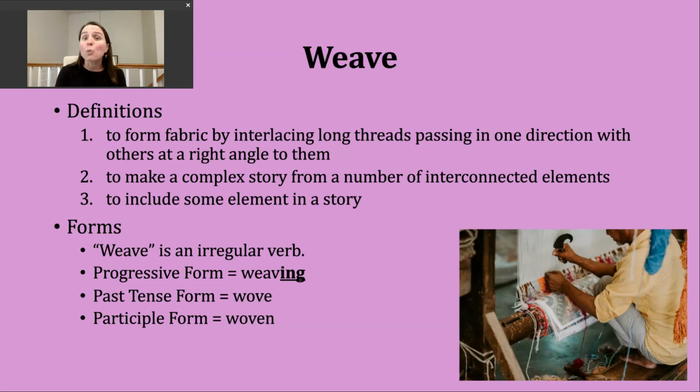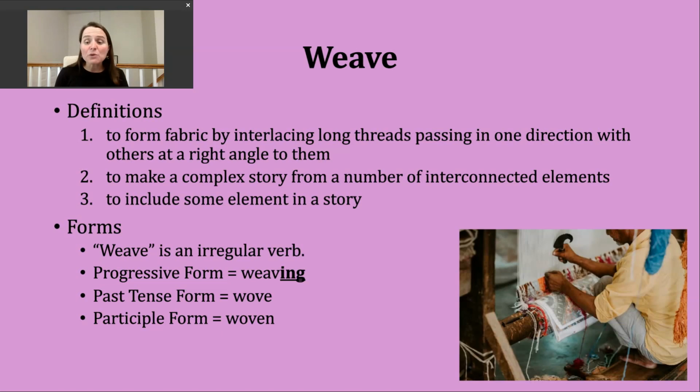You should know that weave is an irregular verb. To make the progressive form of this verb, we need to drop the E and add ing to form weaving. The past tense form of this verb is spelled W-O-V-E and it's pronounced wove, wove. And then the participle form takes that past tense form and adds an N to form woven, woven.